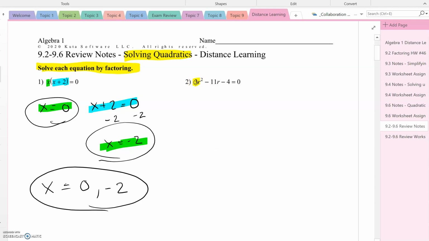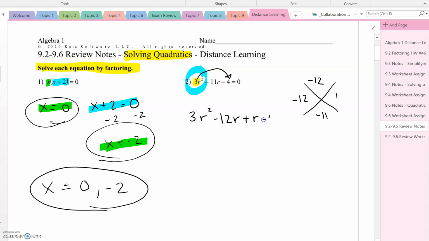Now there is a number in front of the r squared. So this isn't just regular factoring where you draw an x. First we need to multiply the 3 times the -4. So what is 3 times -4? -12. So we want to think of something that multiplies to -12 but adds to -11. That's going to be -12 and a +1. So if you remember, when we have a number in front of our r squared, we cannot just go straight to parentheses. We need to write this as 3r squared minus 12r plus 1r minus 4.